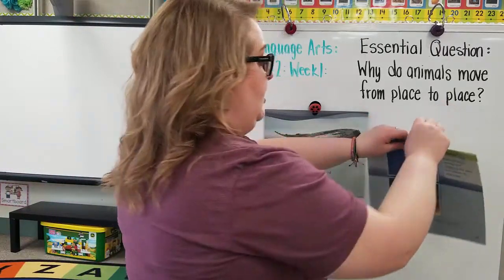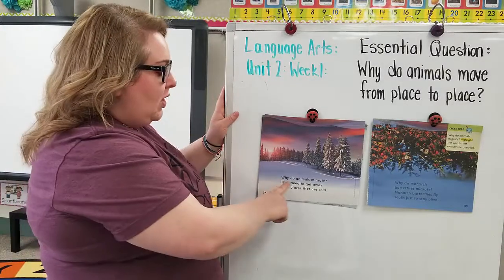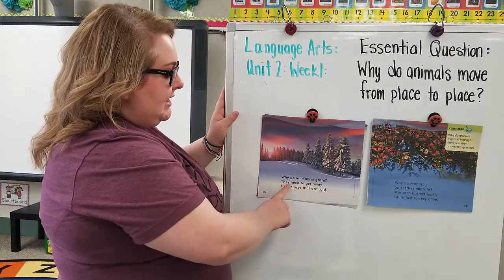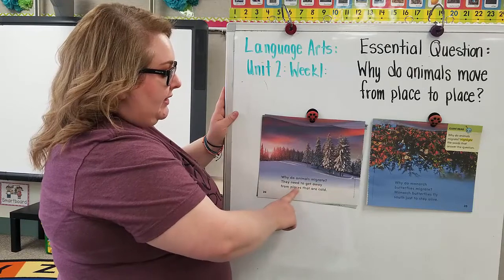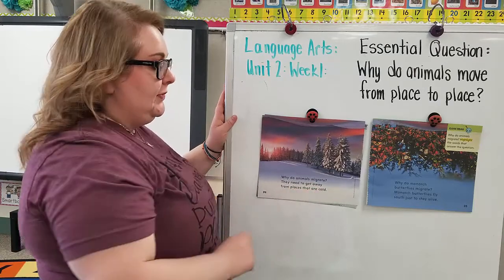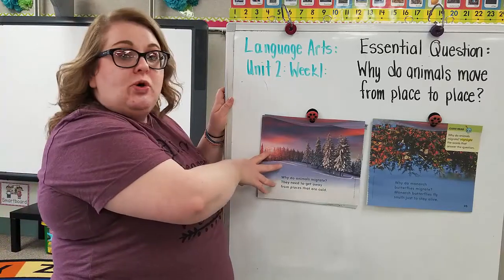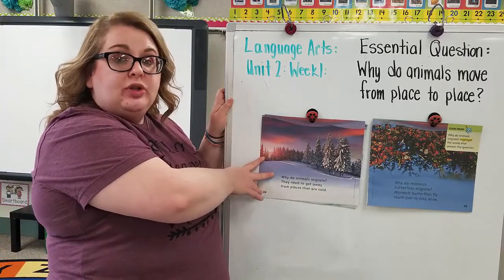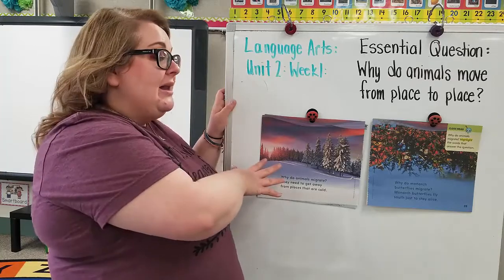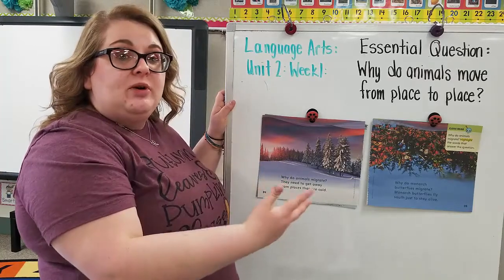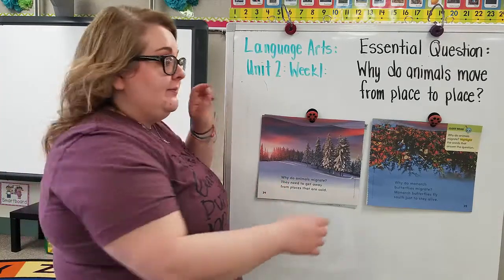Go ahead and flip your page. Okay, have your reading finger ready. Why do animals migrate? They need to get away from places that are cold. And I kind of already gave you the answer on that last page, didn't I? But some places get too cold, just like up here in Indiana, it gets cold. It gets really snowy, and animals may need to have a warmer climate or warmer temperatures to live in.